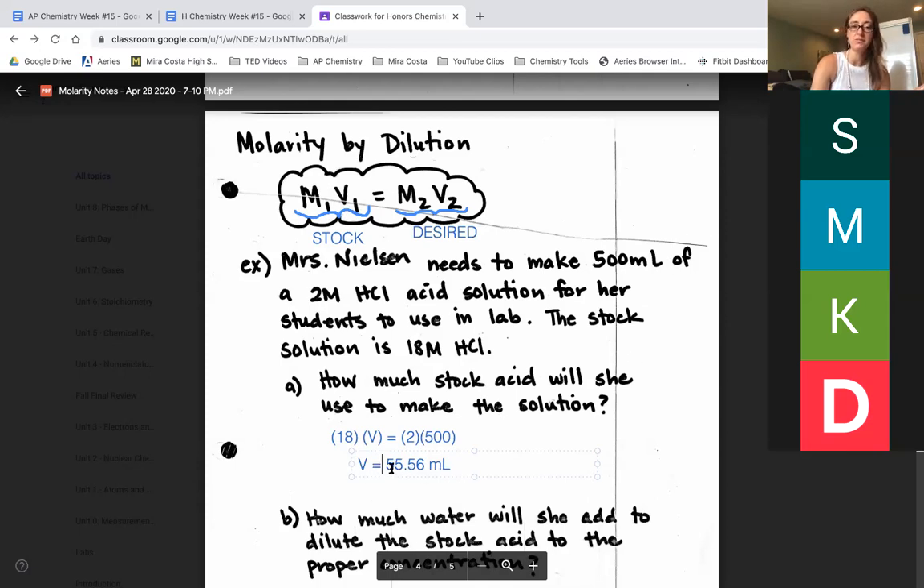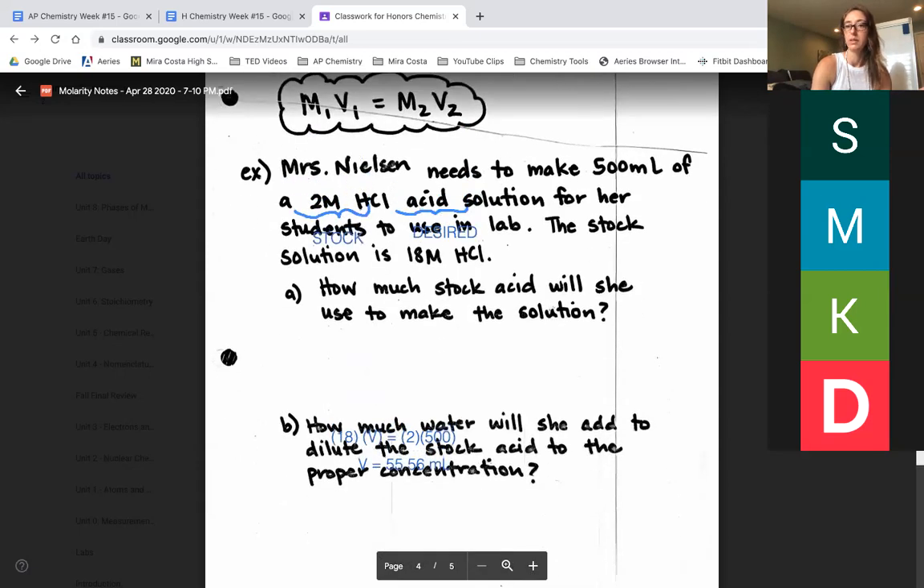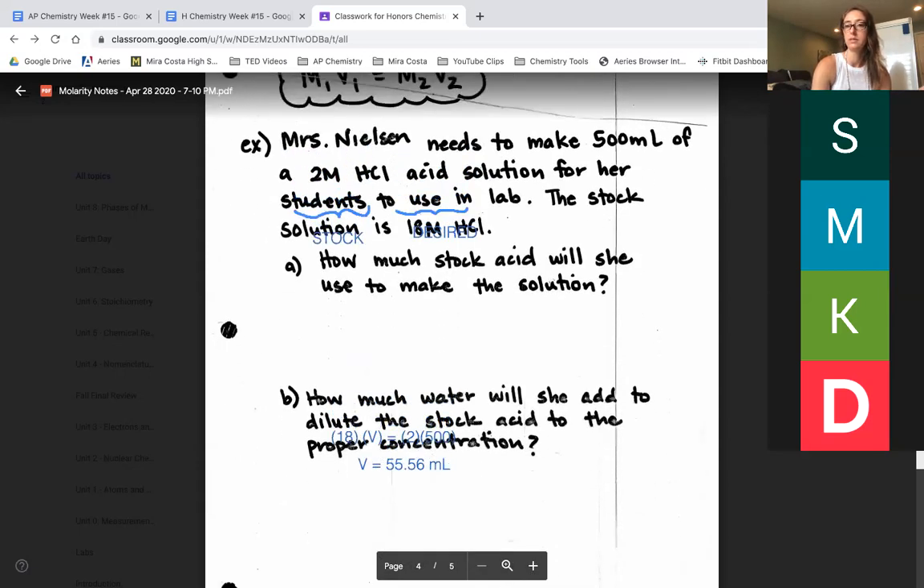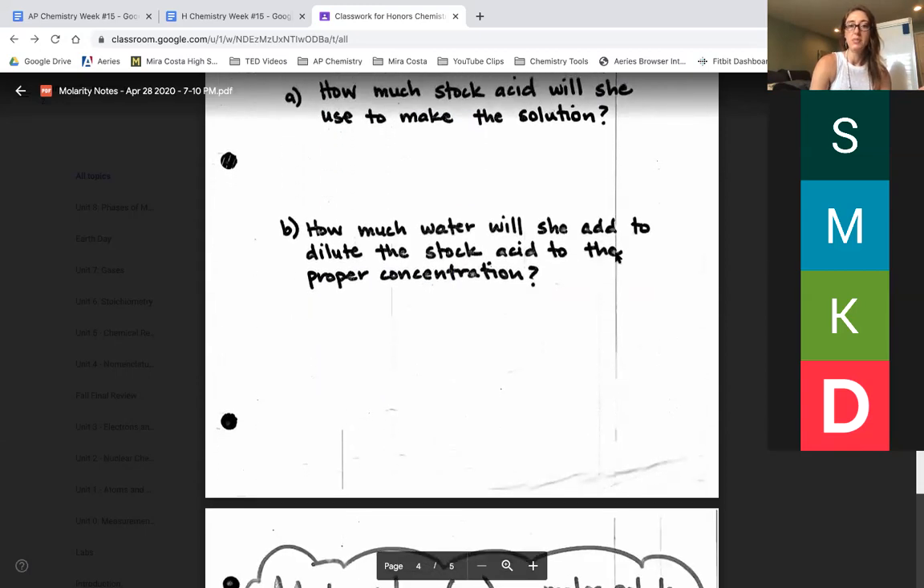Anyway, so I'd go measure 55.56 mils of this stock solution, and then I'd go get a 500 milliliter volumetric flask. And I'll show you guys what a volumetric flask looks like in just a moment. Oh, let me clear this out. So it says, how much water will she add to dilute the stock solution to the proper concentration?